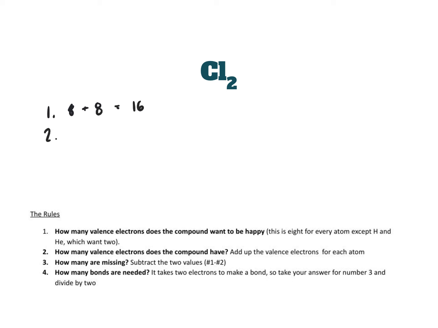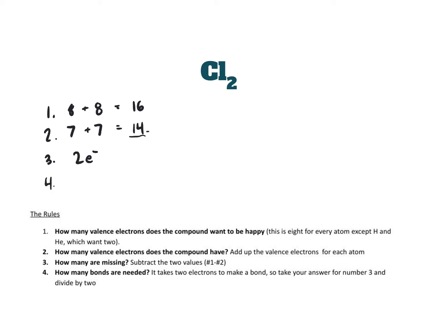All right, step number 2, how many valence electrons does each one have? If I look at the periodic table, I see that each chlorine has 7 valence electrons. That equals 14. Okay, step number 3, how many are missing? I just subtracted 2. So 2 electrons are now missing. I have to make a bond to share 2 electrons.